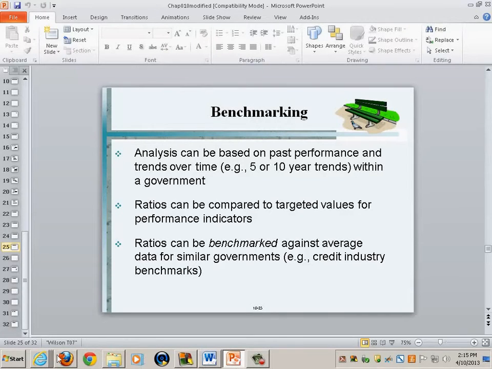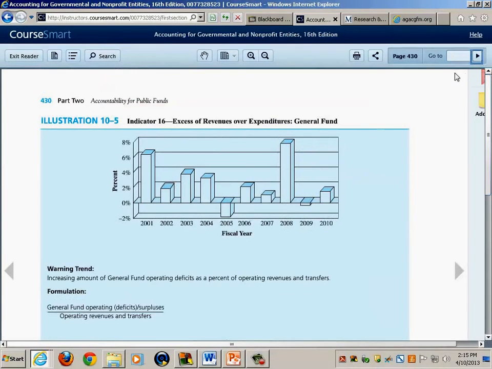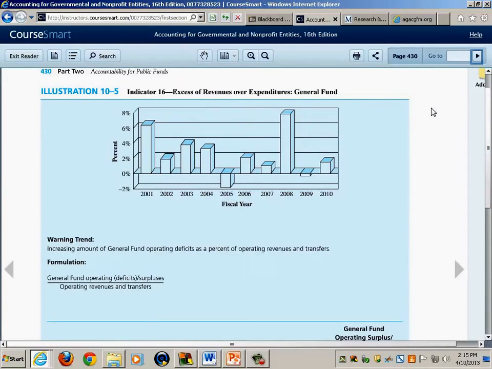Let me see if I can just quickly show you. So here is an example of the surplus in the general fund for this town over the past 10 years. And nothing like a graph, because it shows you, this is on page 430, what's happened over those periods of time.